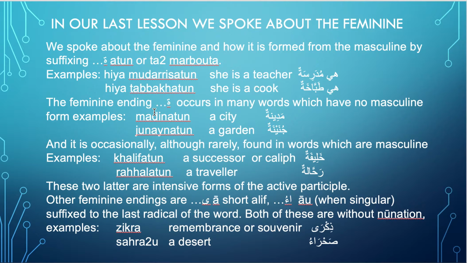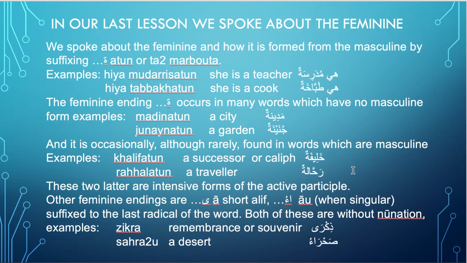The feminine ending with T occurred in many words which have no masculine form. For example, let's say مدينة or جنينة. مدينة is a city. جنينة is a garden. There are other words for garden too, but this one is formed with T. And it is occasionally, although rarely, found in words that are masculine.